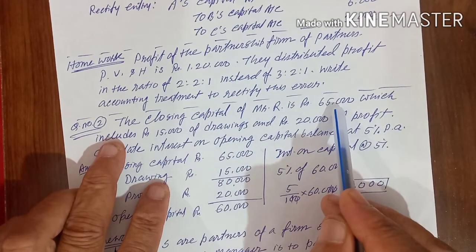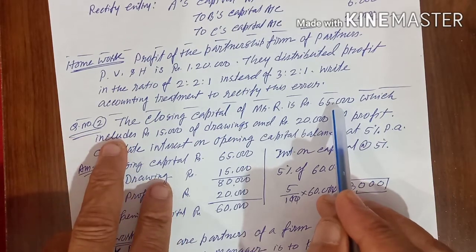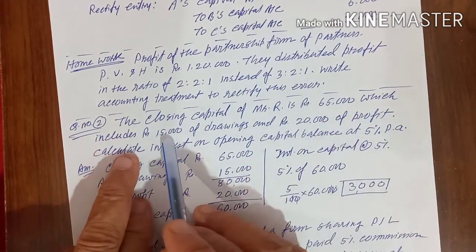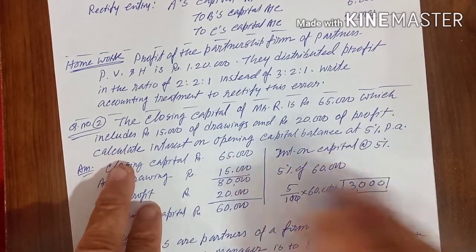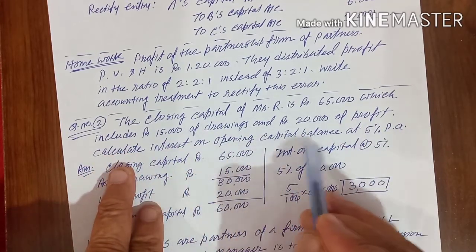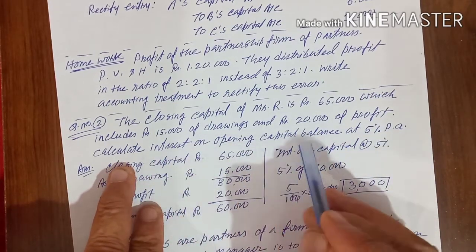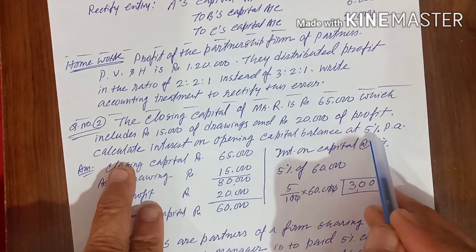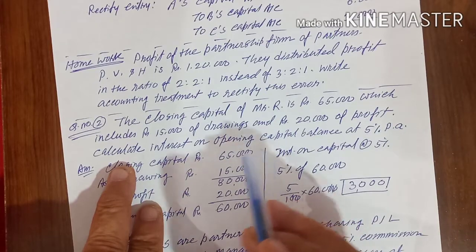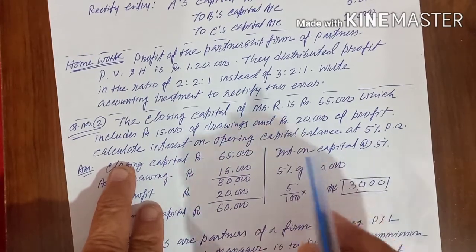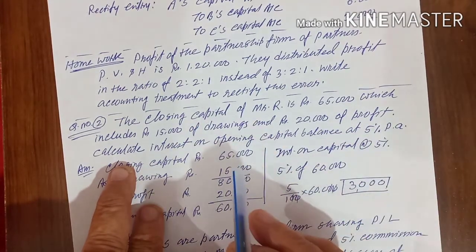Closing capital. You have two types of capital: one is called opening capital, another is called closing capital, which includes rupees 15,000 drawings and rupees 20,000 profit. Calculate interest on opening capital balance at 5% per annum. That means 5% interest is calculated on the opening balance of the capital account. This is the meaning: you calculate 5% interest on capital.